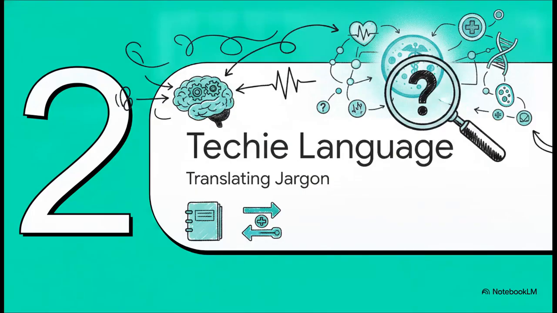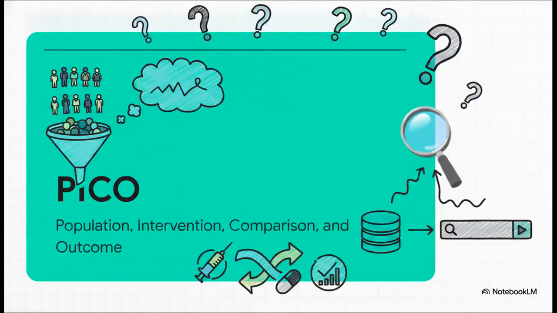Moving right along to Section 2, EBM in techie language. Honestly, this is my favorite part because it proves that clinical jargon is just a foreign language for concepts you already know inside and out. For example, when doctors talk about formulating a PICO question for a patient, that's population, intervention, comparison, and outcome, they are really just talking about structuring a query.